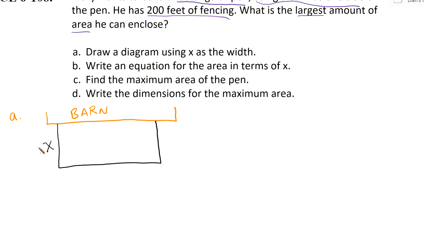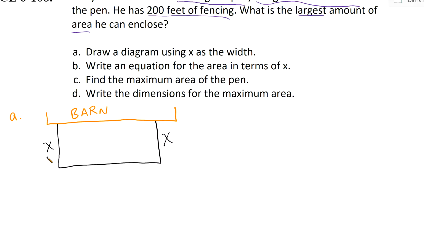Now, if this is x, what is this going to be over here? X. A tough question is what would my expression be for this length then? You'd have a 2x. Okay, I agree with that so far. What else has got to be in there? 2x times x plus 200. There's got to be a 200 in there.